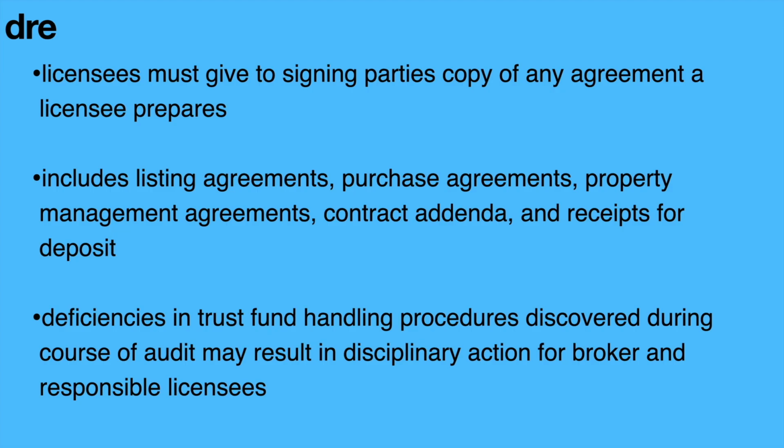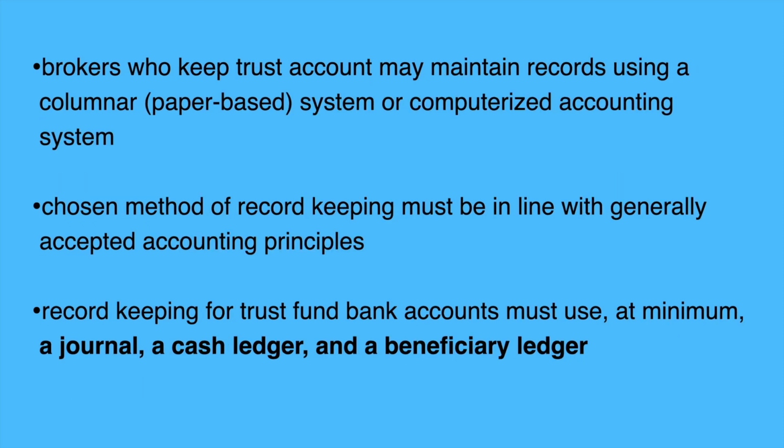Deficiencies in trust fund handling procedures discovered during the course of an audit may result in disciplinary action for the broker and responsible licensees. Brokers who keep a trust account may maintain records using a columnar, paper-based system or a computerized accounting system. The chosen method of record keeping must be in line with generally accepted accounting principles. Record keeping for trust fund bank accounts must use, at minimum, a journal, a cash ledger, and a beneficiary ledger.